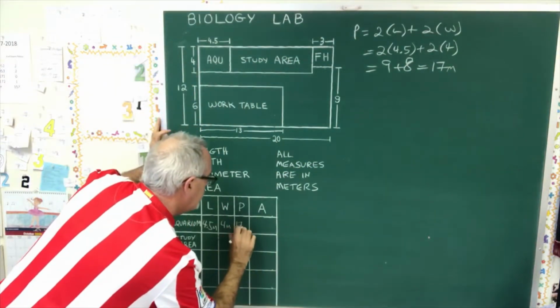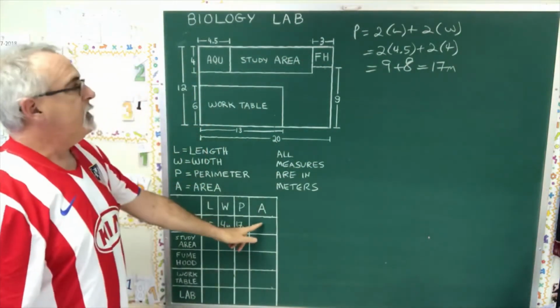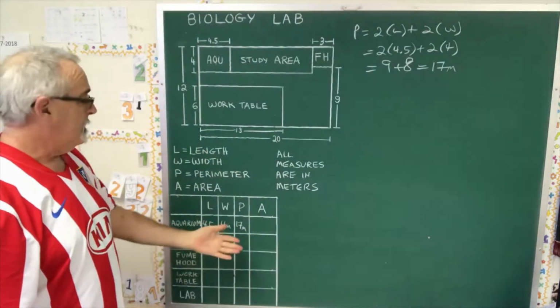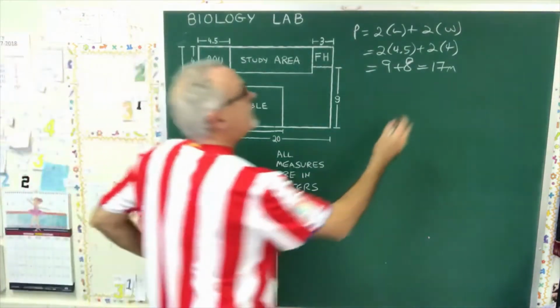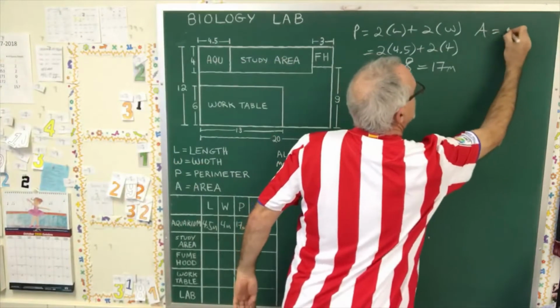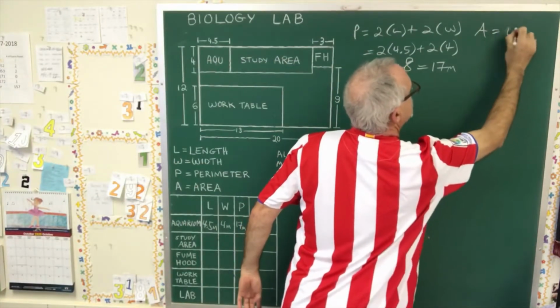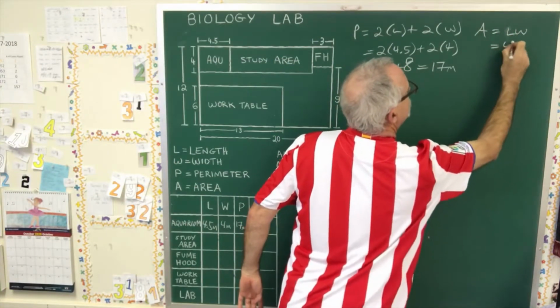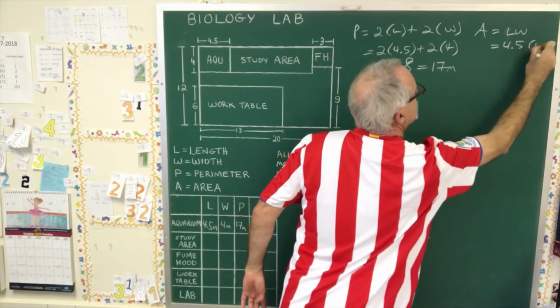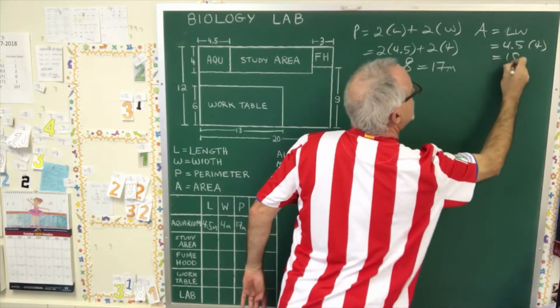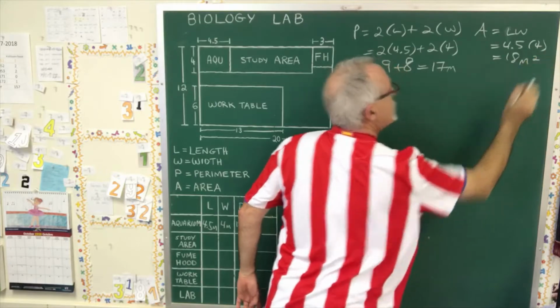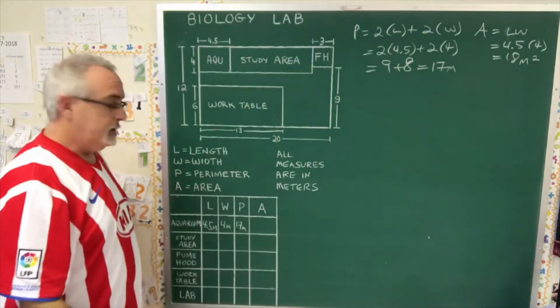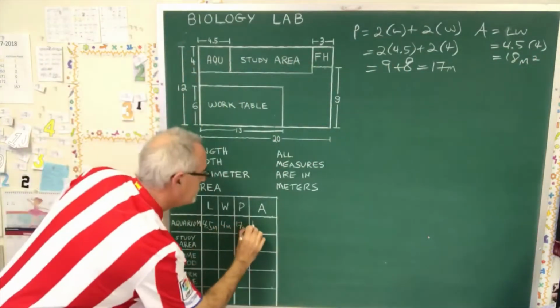And we fill in the table. Then we're doing the area of a rectangle formula to find the area of the aquarium. The area is length times width, which in this case is 4.5 times 4, which is 18 meters squared. Don't forget that area is given in square units.